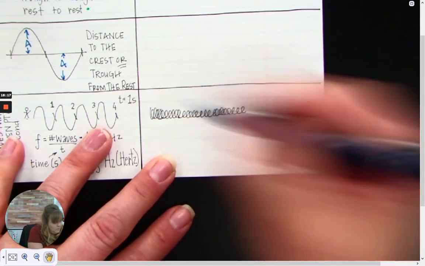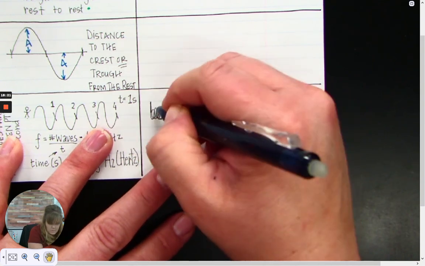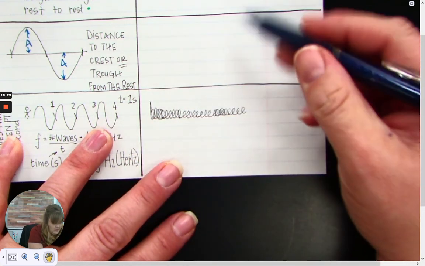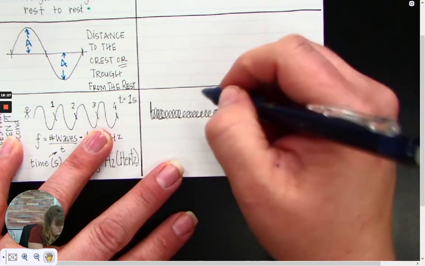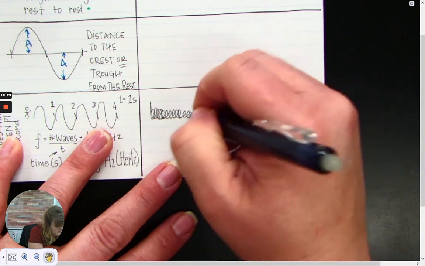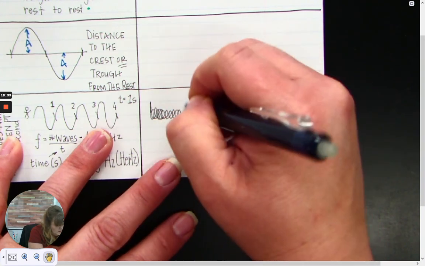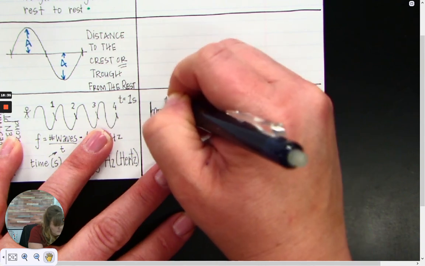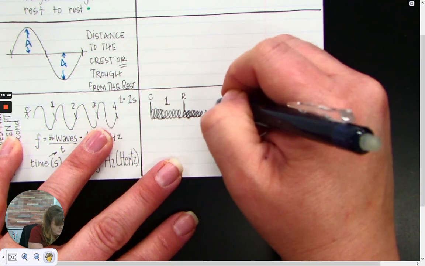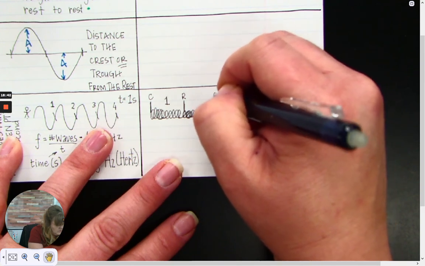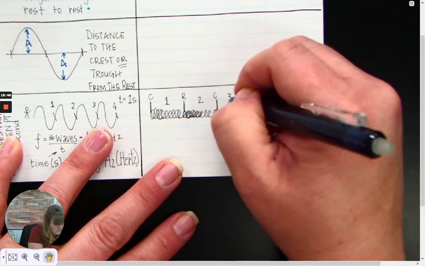So let's count our waves. So we know one wave on a compressional longitudinal is a compression and a rarefaction. Okay. Apparently I need to make this look more compressional. Okay. So this is 1. This is a compression. This is a rarefaction. Compression, rarefaction. And then this is 2. And then this is 3.